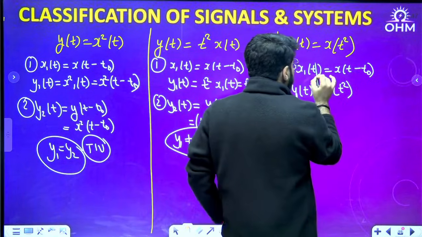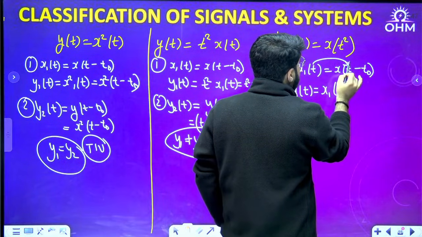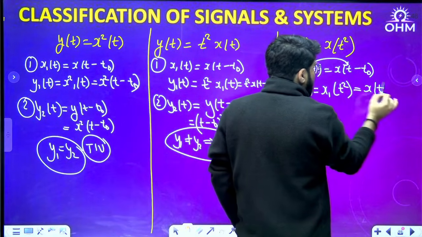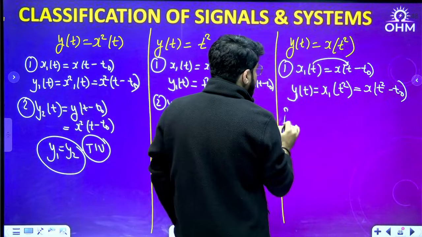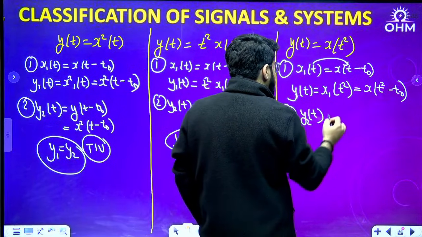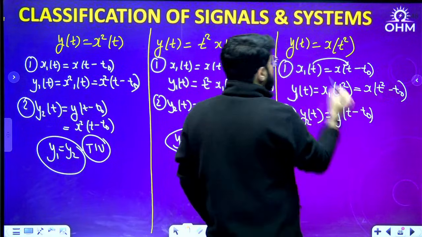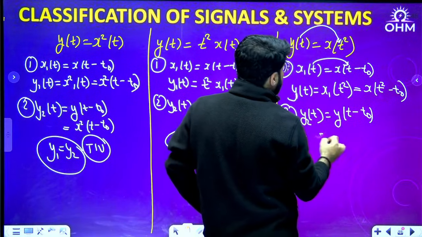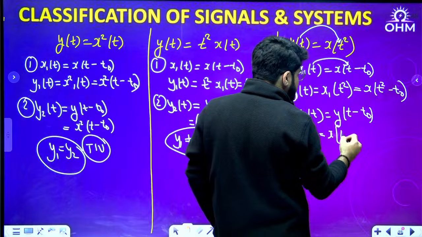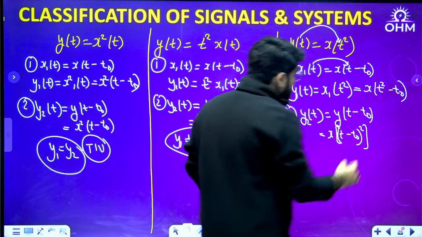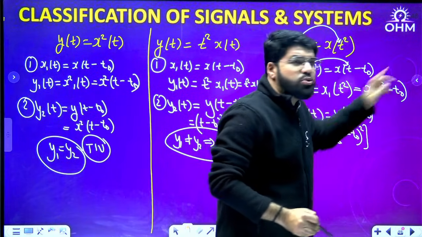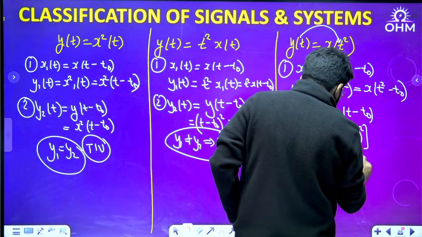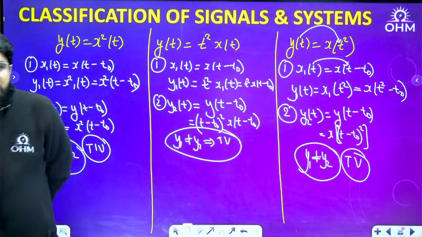But what is x1 of t square? Any change in t will be reflected here. t naught is constant, remember. Any change in t will be reflected only on this t. So that is t square minus t naught. But step number 2, I write y2 of t directly as y of t minus t naught. What is y of t given? x of t square. So any t you change will be changed here. That means x of t square, but t becoming t minus t naught. So here you have t minus t naught whole square, there you have t square minus t naught. Both are not same. y1 not equal to y2. So this is again a time variant case.